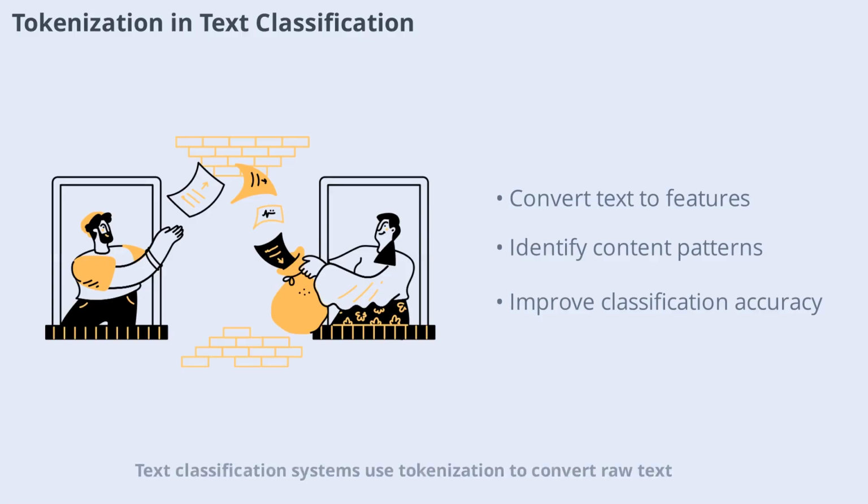Text classification systems use tokenization to convert raw text into features that can be analyzed by machine learning models. By splitting text into tokens, these systems can identify patterns and categorize documents based on their content. Accurate tokenization improves classification accuracy, helping systems sort emails, news articles, or social media posts efficiently.